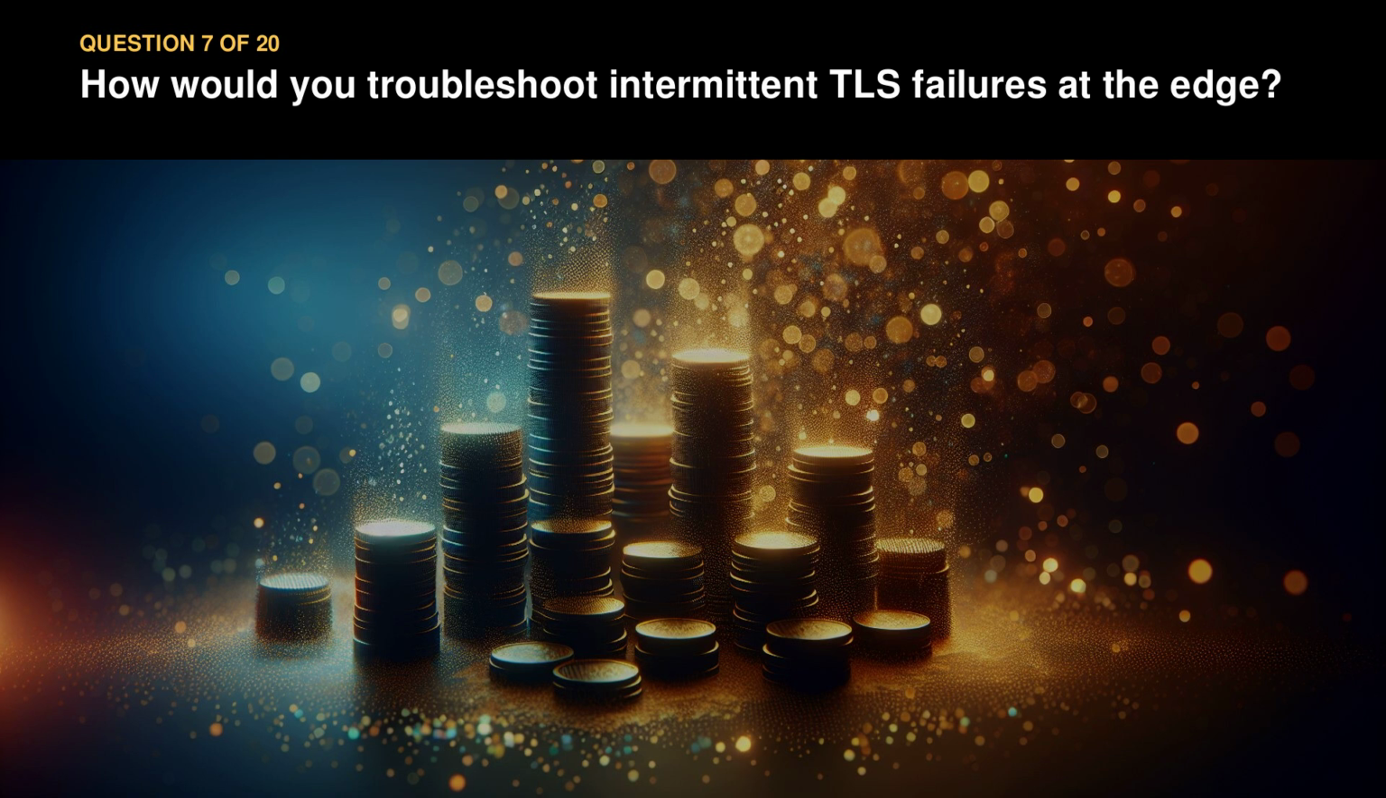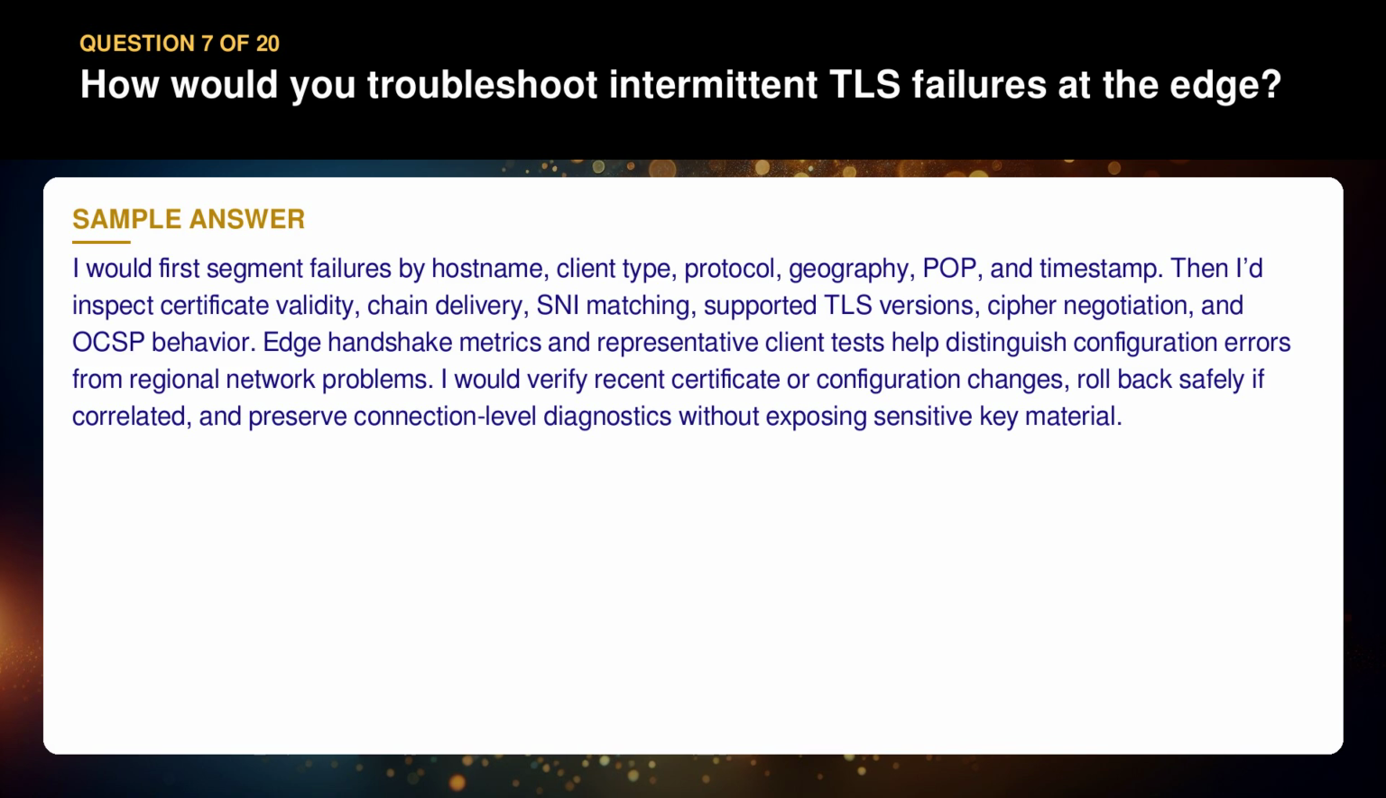Question 7. How would you troubleshoot intermittent TLS failures at the edge? I would first segment failures by host name, client type, protocol, geography, POP, and timestamp. Then I'd inspect certificate validity, chain delivery, SNI matching, supported TLS versions, cipher negotiation, and OCSP behavior. Edge handshake metrics and representative client tests help distinguish configuration errors from regional network problems.